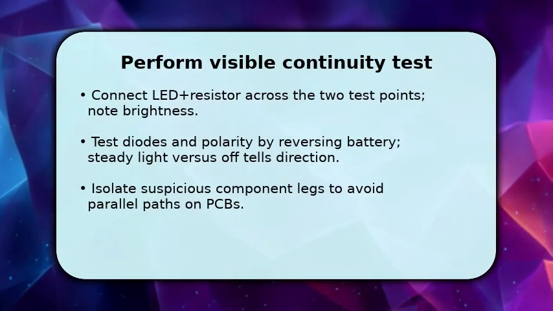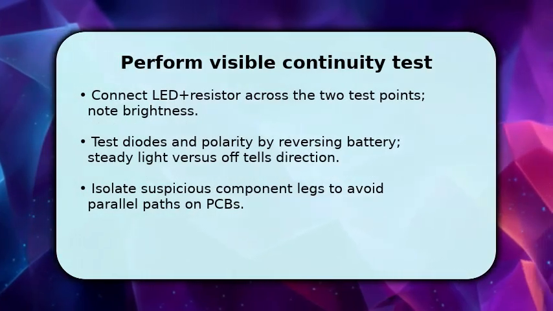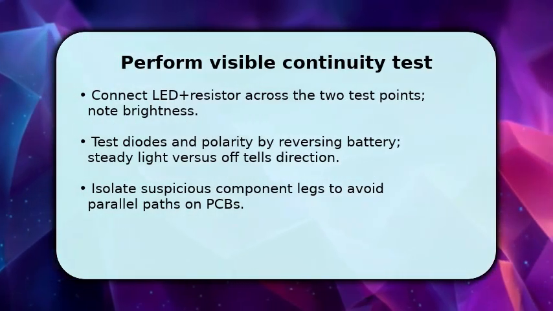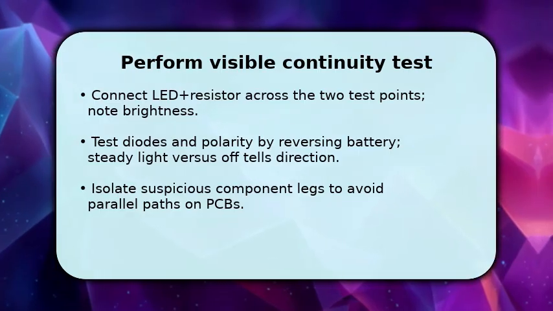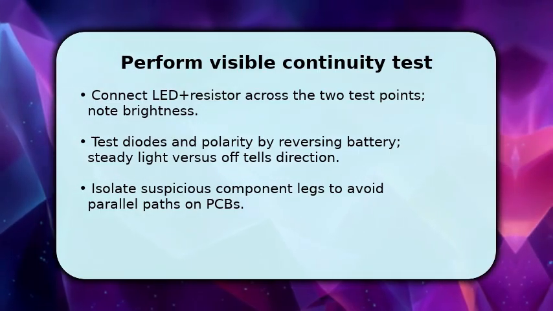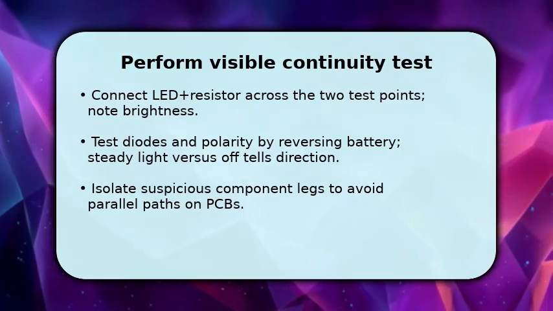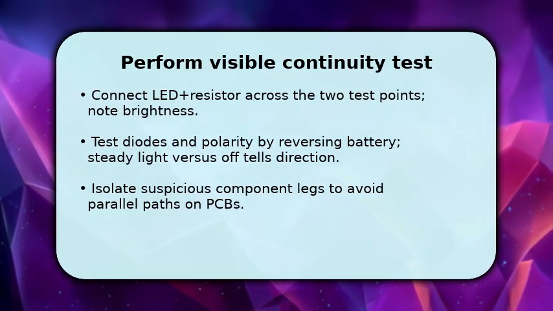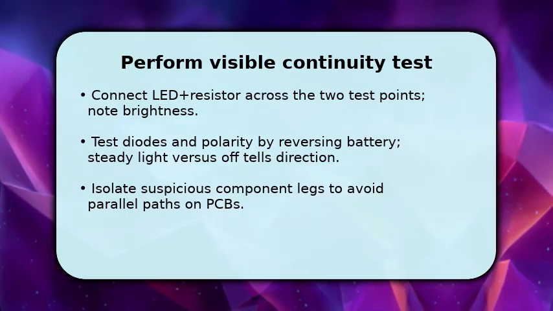Connect the resistor and LED across the 2 test points and observe. A bright LED means a low resistance path. A dim LED suggests high resistance. No light means an open circuit. For diodes, reverse the battery to check direction. Only one orientation should light.